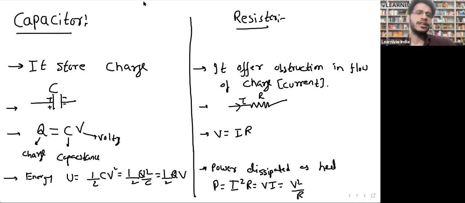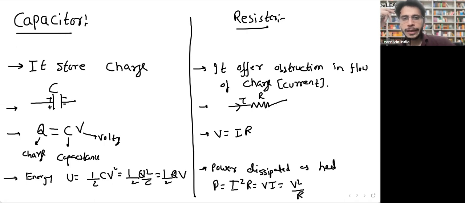Okay, just note it down and tell me once you have written. Done, sir. Okay. What about others? Amalia, Mariam? Sir, can you repeat the last point of resistor?